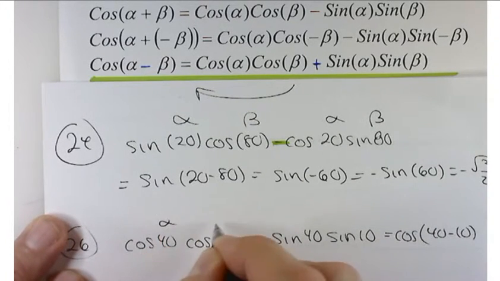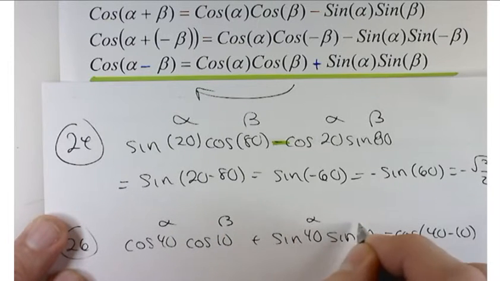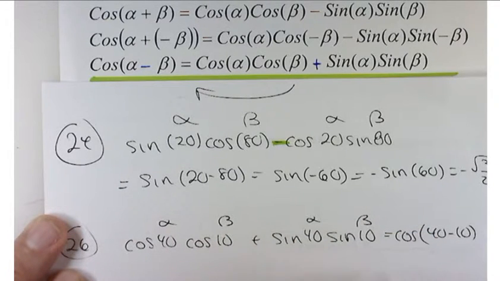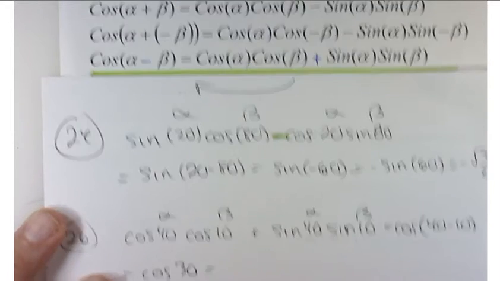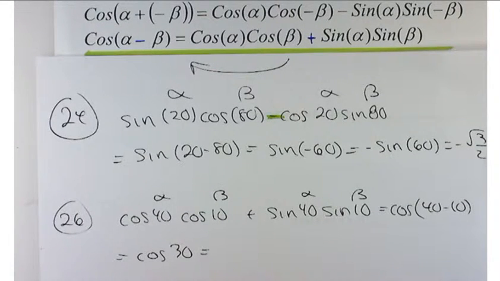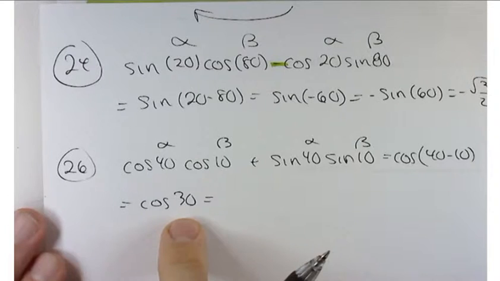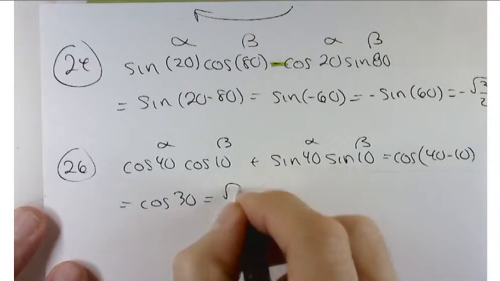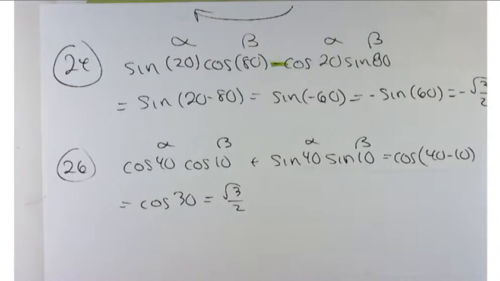Again, this is your alpha, beta, alpha, beta. 40 minus 10 is the same thing as a cosine of 30. Don't make people do all the work here. Cosine of 30 is root 3 over 2. Yeah, 30 is a pi over 6 angle in radians. 30 degrees is. But yeah, the answer we're looking for would be square root of 3 over 2.